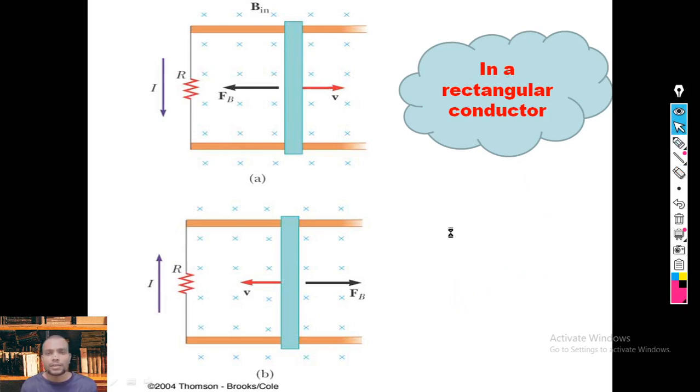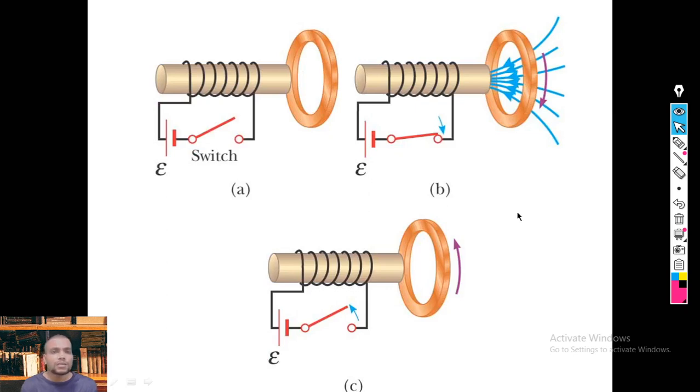Now let's try one more example. This is an electromagnet. As usual, if a solenoid is connected to a switch and the switch is off, there is no magnetic field, so there is no induced current. But when the switch is on momentarily, we know that a current carrying solenoid acts like a bar magnet. So you can take this as the south pole and this as the north pole.